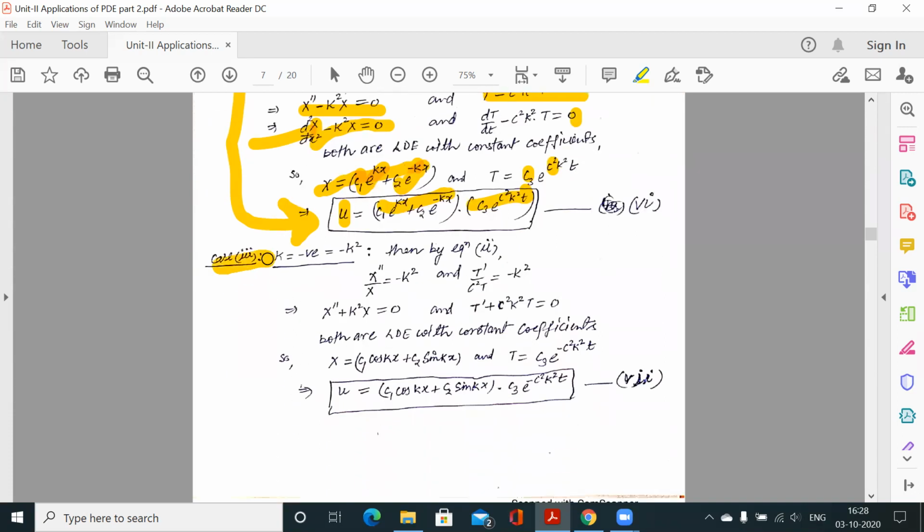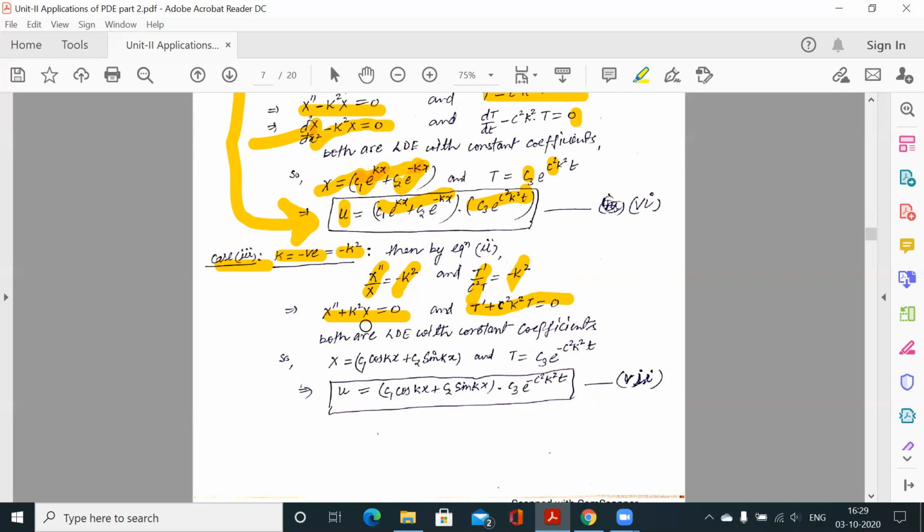Now for the third case, when k is suppose negative, that is minus k square. The left hand side is equal to minus k square, the right hand side is equal to minus k square. So x double dash plus k square x is equal to 0, and t dash plus c square k square t is equal to 0. Both are LDE with constant coefficient. So we will get auxiliary equations, CF and then the solution. The roots: this is m square plus k square is equal to 0, so m square would be equal to minus k square. So the roots are plus minus ki, complex roots.